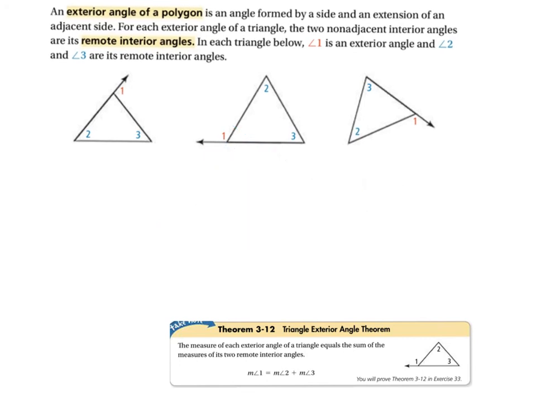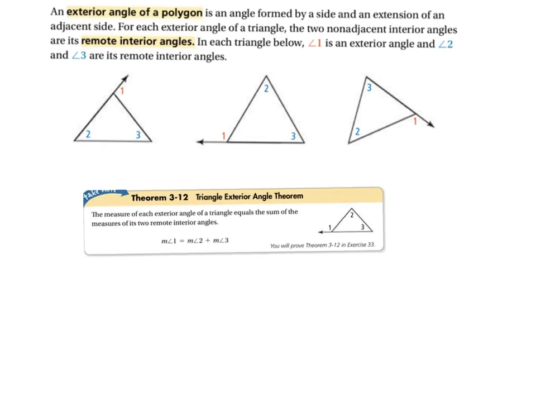Then we have the vocab word, the remote interior angles. We already know what interior angles are. When we talk about remote interior angles, that's in reference to an exterior angle. So for example, angle 1 is an exterior angle. 2 and 3 are remote interior angles. They're interior, but they're not adjacent to angle 1. So now let's look at the relationship between the exterior angle and the two remote interior angles.